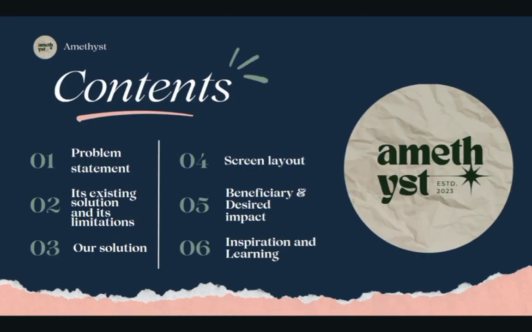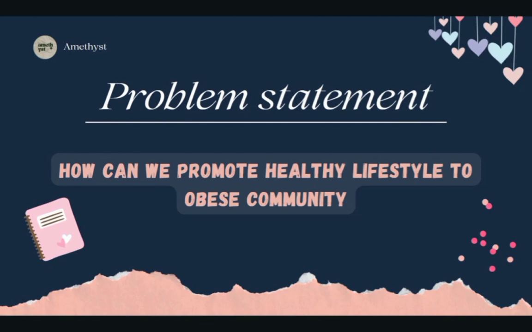So let's go to our content, where we're going to explain what our assignment is, the reason behind it, and how you're going to use our app. Our problem statement is how can we promote a healthy lifestyle to the obese community, which came from the three of us thinking about how to explain to our friends with obesity how bad obesity problems are and why they need to be in a healthy lifestyle.